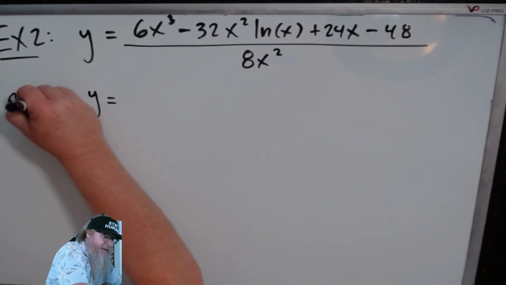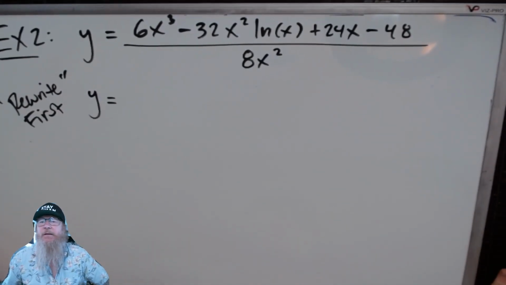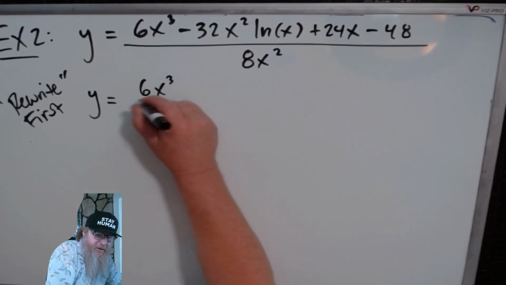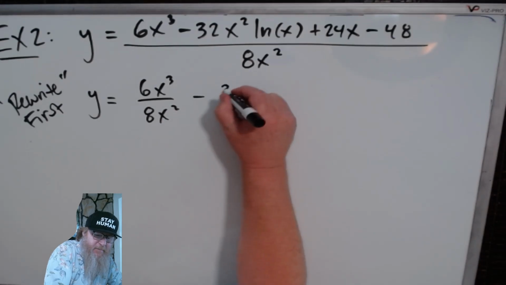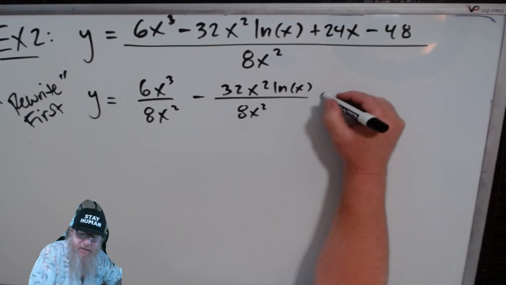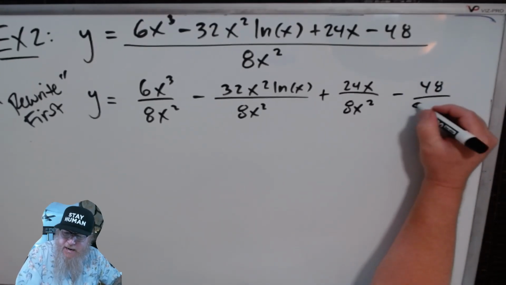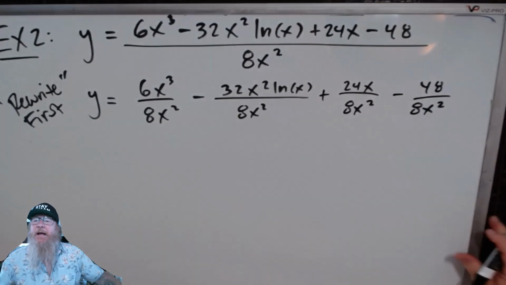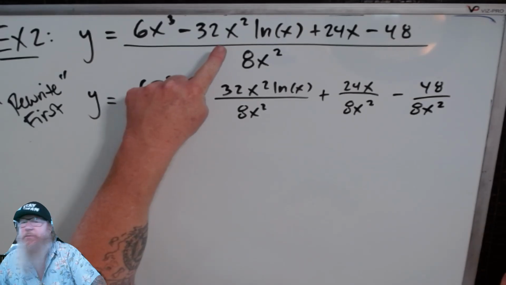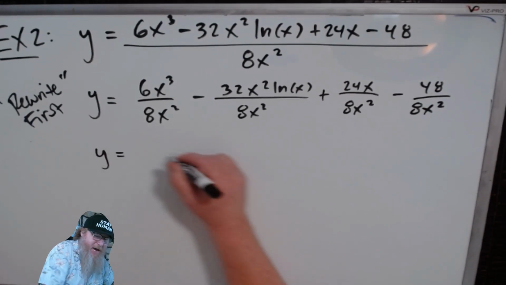So I'm rewriting first. All right. And then I will calculate everything. So I've got 6x to the third over 8x squared minus 32x squared ln of x over 8x squared plus 24x over 8x squared minus 48 over 8x squared. So if I were you, when you see this problem on the screen, don't even write that problem down. I would just jump straight to this when you start doing your math, if you're doing this on paper.